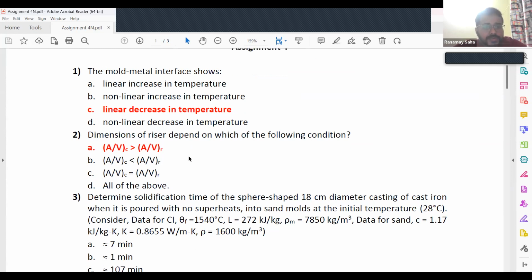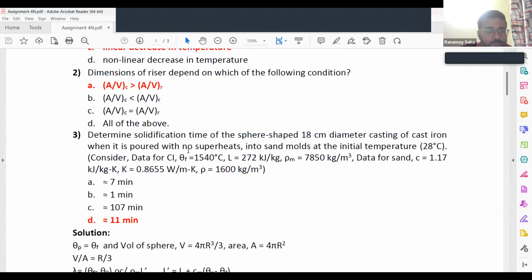Now, in the second question, we have: dimension of riser depends upon which of the following conditions. So that is A by V, the parameter you calculate, right? So A by V for the riser must be less than that of the casting in case of a riser design. We have seen such problems last week, right? So option A is the correct answer here.